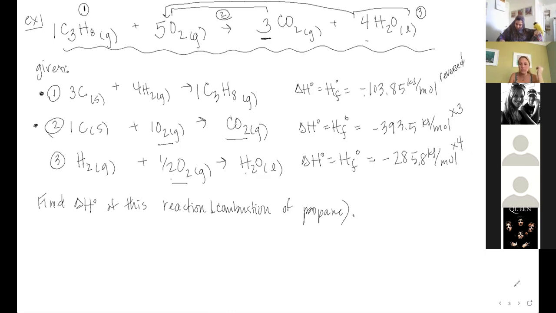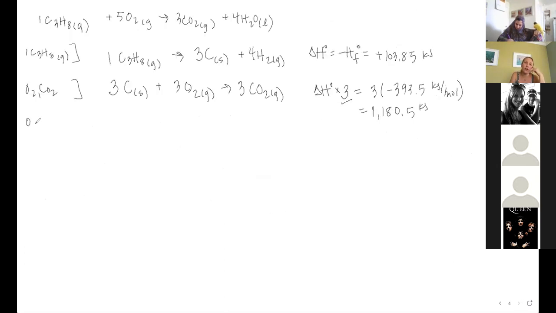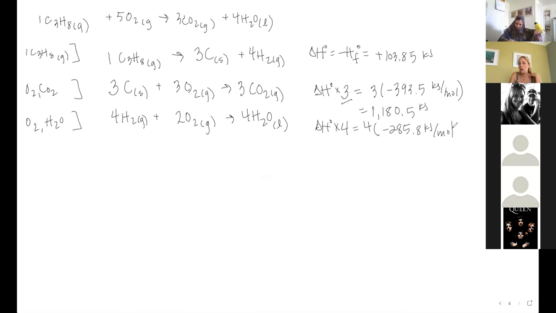We don't need to reverse it. So then we come over here, and here we have oxygen again and water. We're going to multiply it all by 4, which gives us 4 H2 gas plus 2 O2 goes to 4 H2O liquid. And the delta H here, we multiply by 4, which gives us 4 times negative 285.8 kilojoules per mole, which gives us 1,143.2 kilojoules.